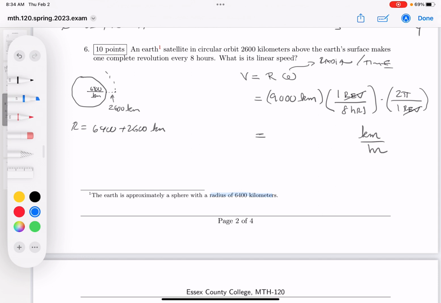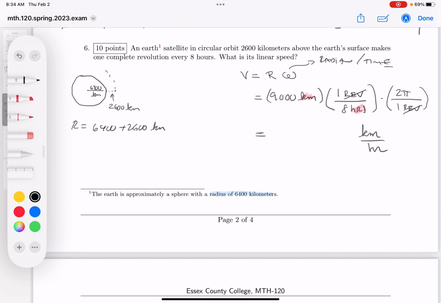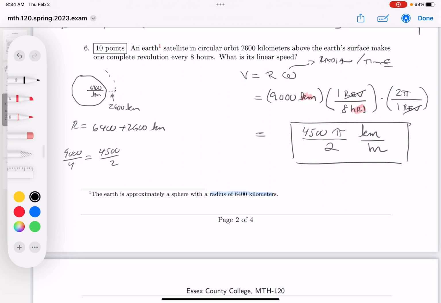So how do you know that? I'm looking at kilometers per hour. I know that much. And what do I got there? I know I got a pi. Not much I can do about that. Again, we're not expected to do anything beyond grade school arithmetic. And 2 goes in 4 times. So I get 9,000 over 4, which would be 4,500 over 2. Let me write that down. 4,500 over 2, and that would be your answer. Again, we're not expected to go beyond grade school arithmetic. Let's go to the next question.